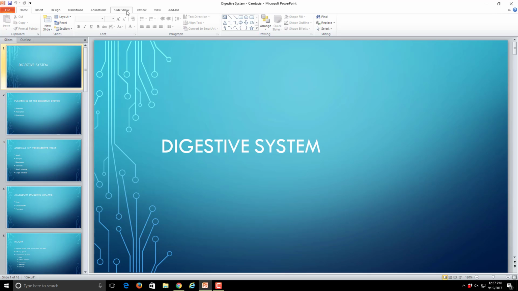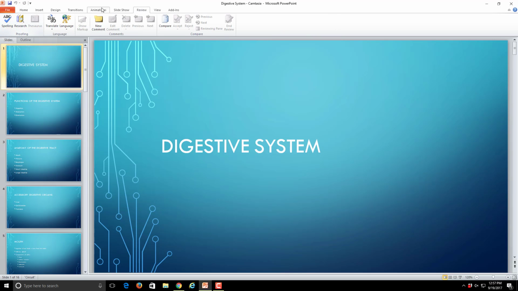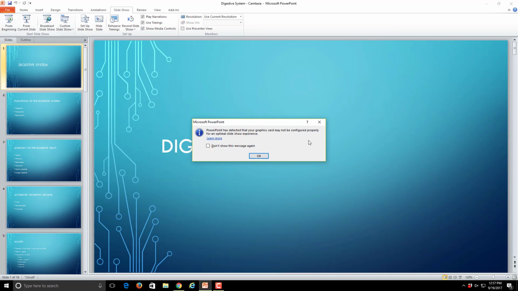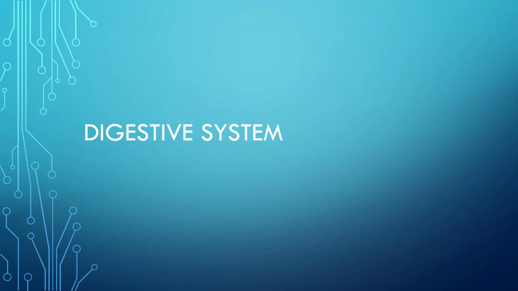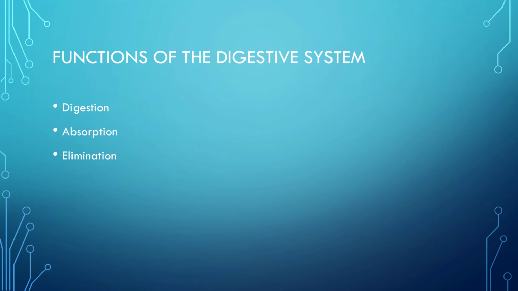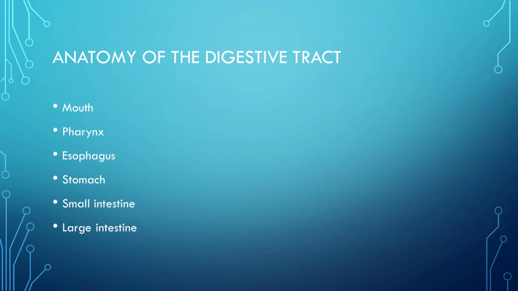on the digestive system. So I'm just going to go to slideshow here. And let me scroll down to the next slide. So when you look at the functions of the digestive system, we're looking at digestion, absorption, and the process of elimination. So those are the three main functions that our digestive system will perform.